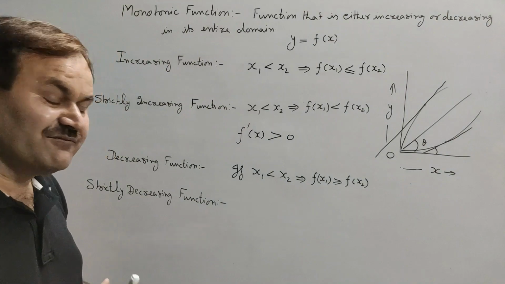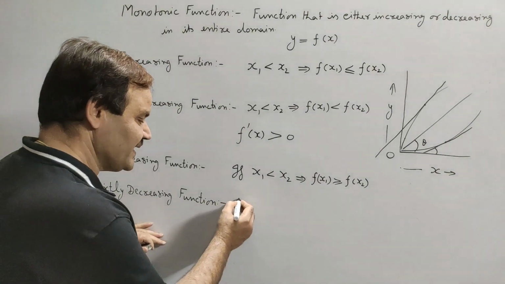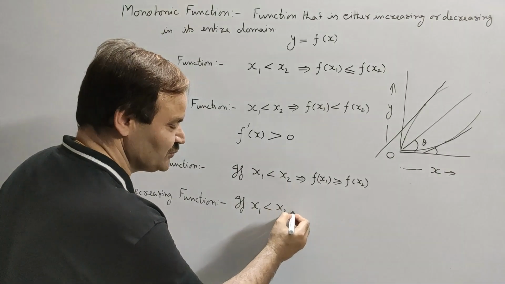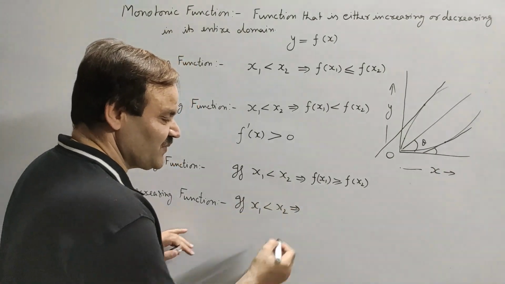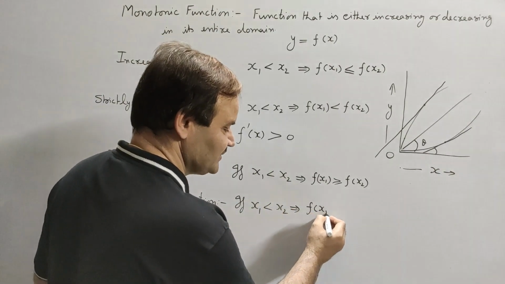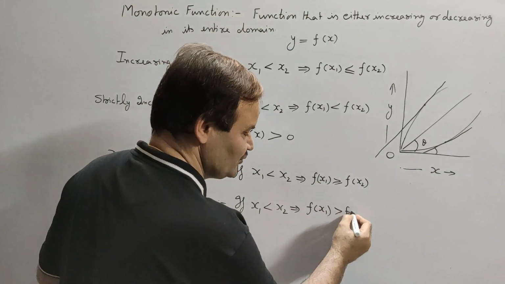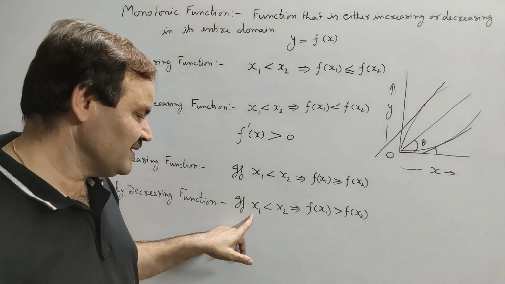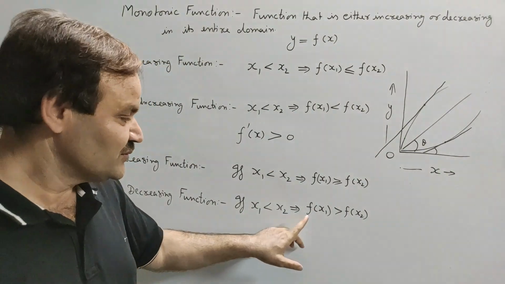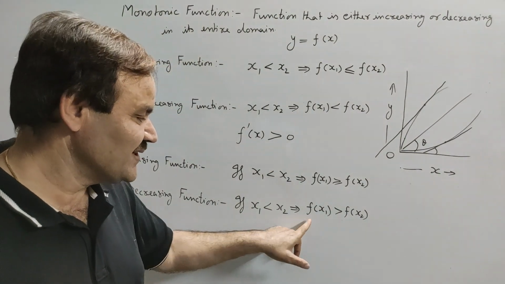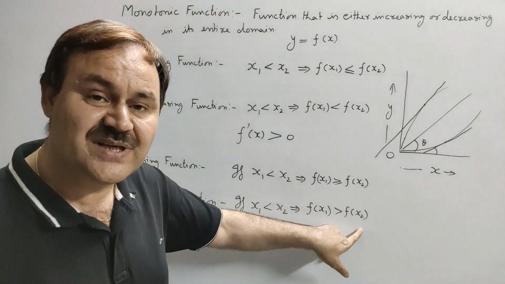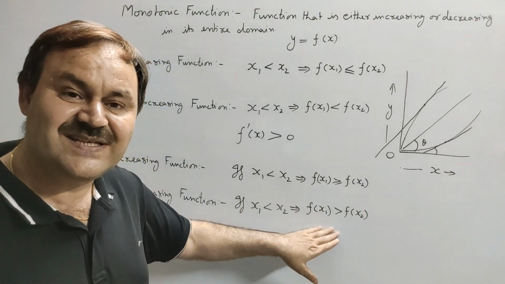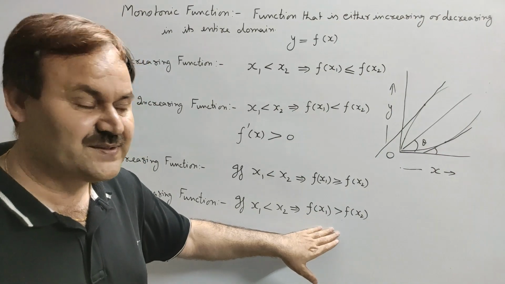It means we will say that if x1 less than x2 implies f(x1) greater than f(x2), that is, if x1 is less than x2, then the value of the function at x1 is greater than the value of the function at x2, then we will say that the function is strictly decreasing.